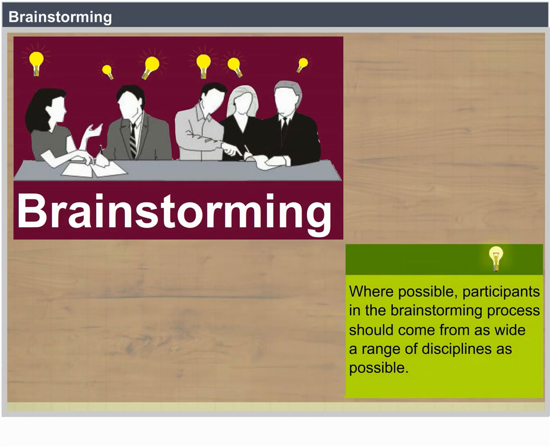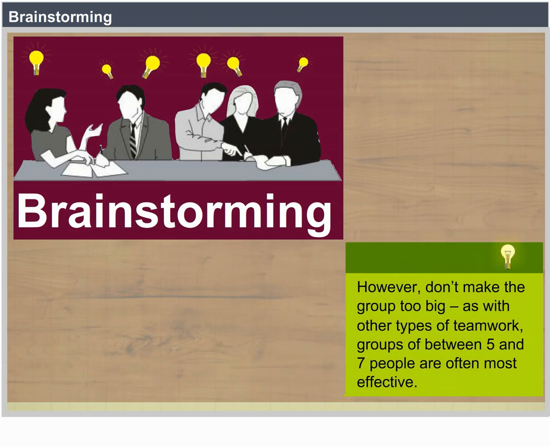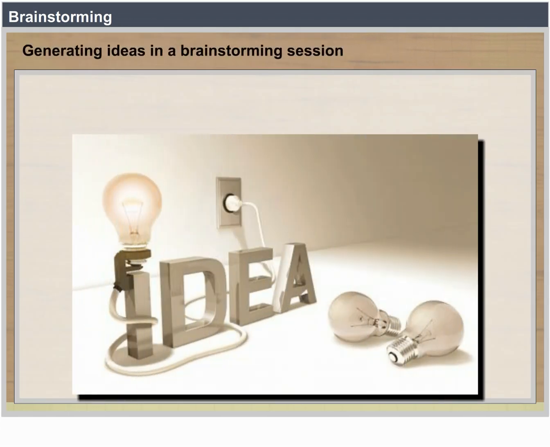Where possible, participants in the brainstorming process should come from as wide a range of disciplines as possible. This brings a broad range of experience to the session and helps to make it more creative. However, don't make the group too big. As with other types of teamwork, groups of between 5 and 7 people are often most effective.